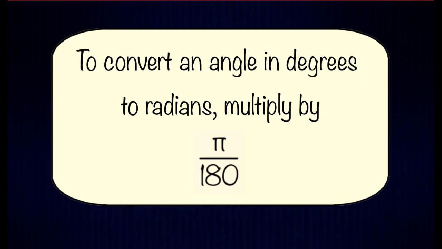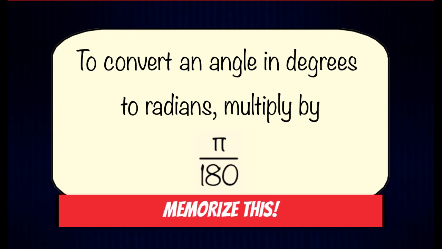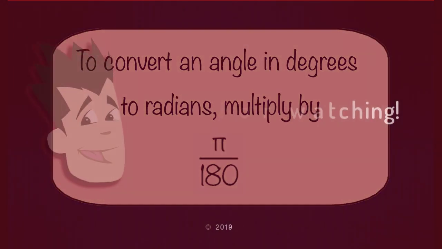So in summary, to convert an angle in degrees to radians, multiply by pi over 180. And that's something you also need to memorize and truly understand in order to rock trig.